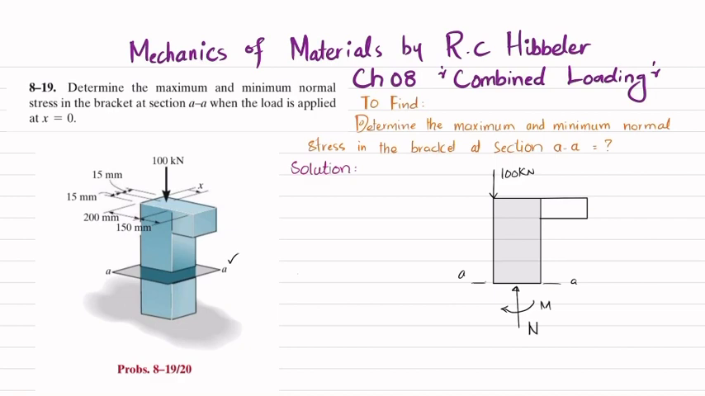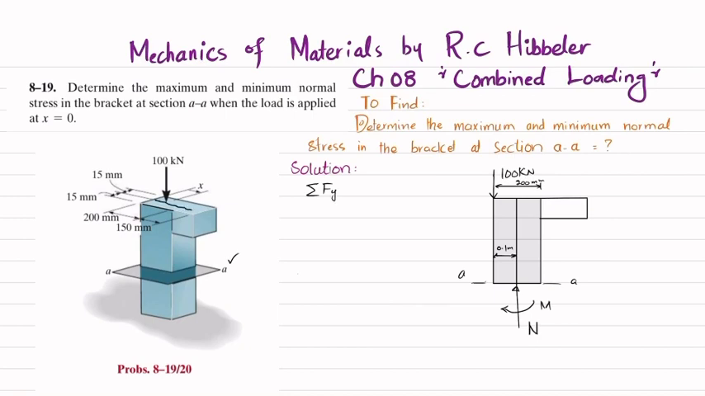Also you can see this distance is given as 200 millimeters. So this distance is 200 millimeter. So half of this, if this is the axis, this distance will be equal to 100 millimeter, which in meter is 0.1 meter.